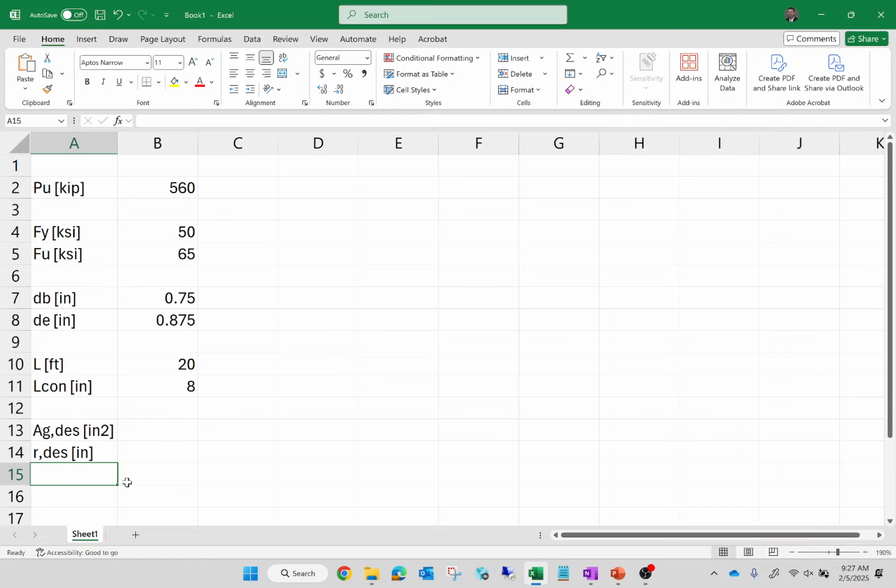So I went ahead and just put my member length and my connection length there. I purposefully left that in feet and left that in inches just to make sure we're all on the same page. Let me box some things.